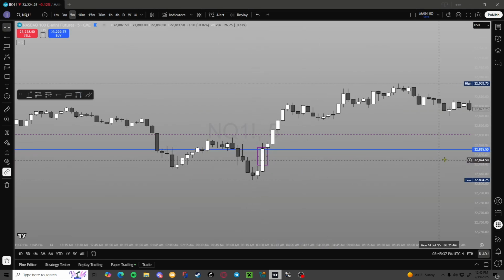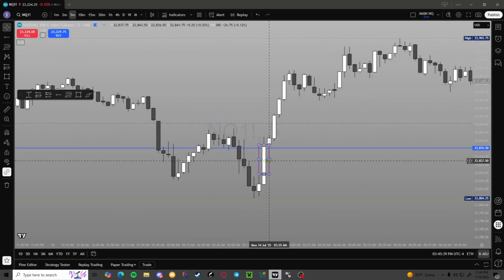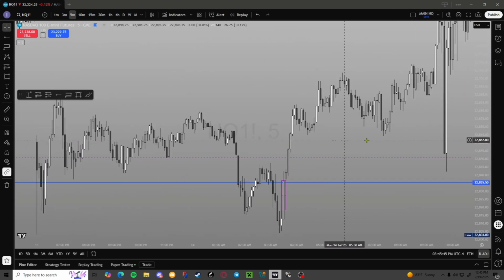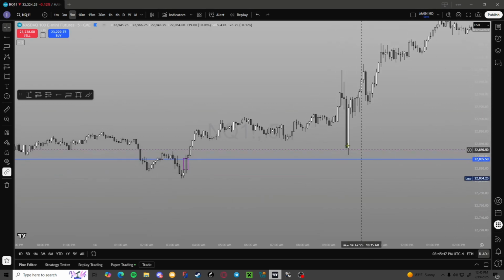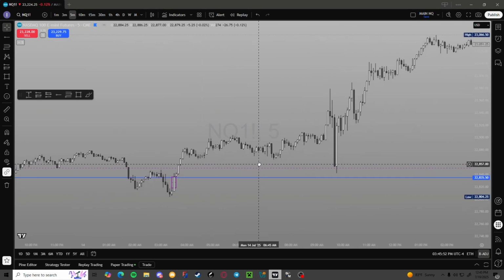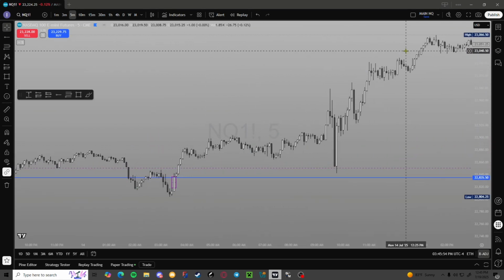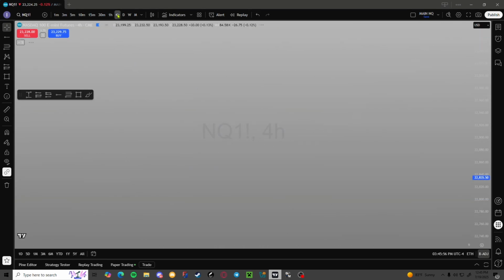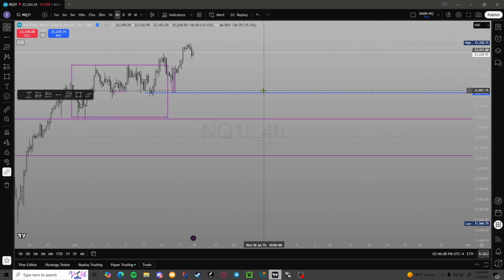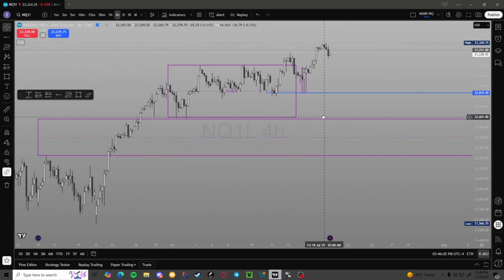Even on the higher time frame, we dropped all the way down and you could have gotten a perfect long entry right there. So you can see that the market doesn't make mistakes. We manipulated into that and then we went longer. So go back to the 4-hour real quick. We have our accumulation, we have our manipulation, and now we have our long distribution.